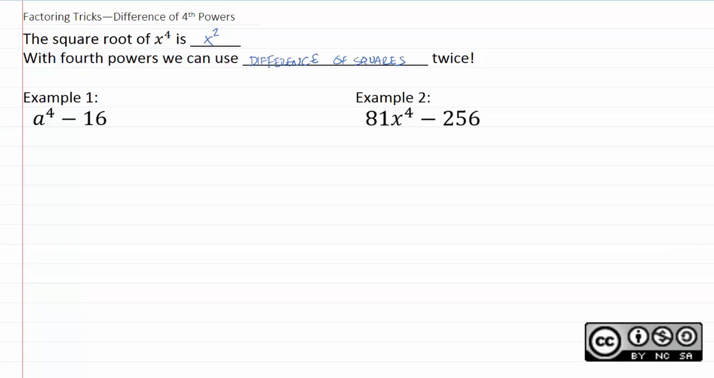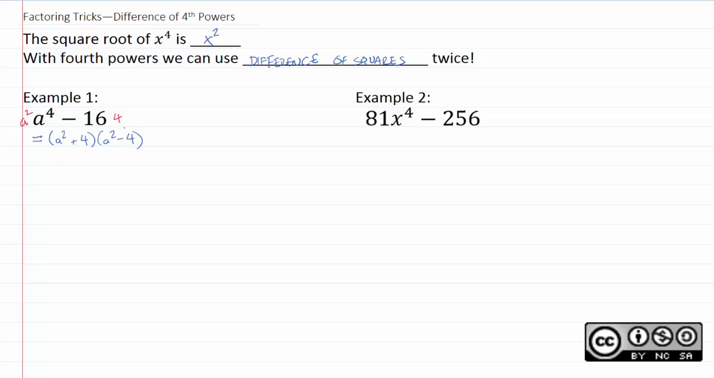For example 1, I have a to the fourth minus 16. The first time I employ the difference of squares, this will be a squared, this will be 4. We take the square roots of both. So I get a squared plus 4 and a squared minus 4.